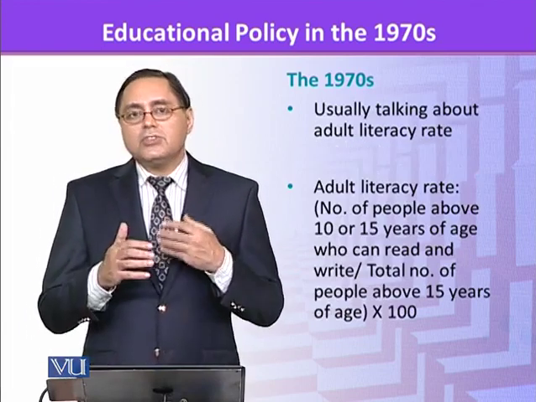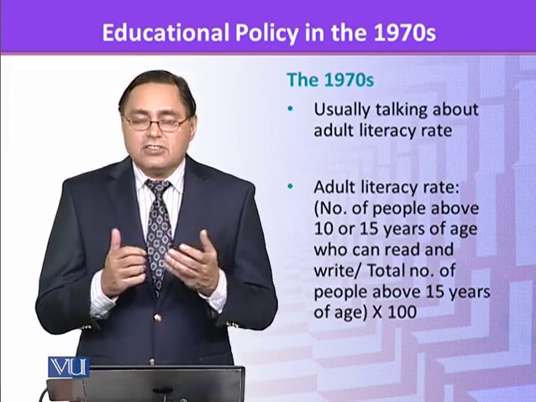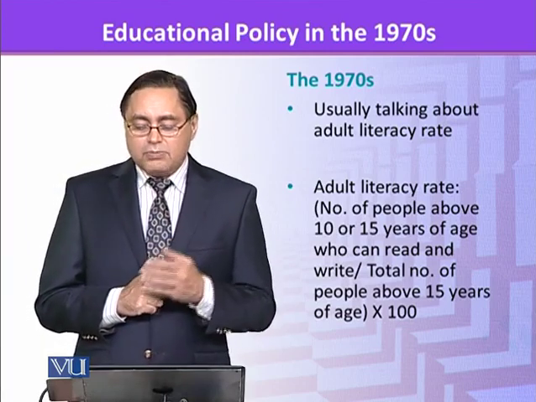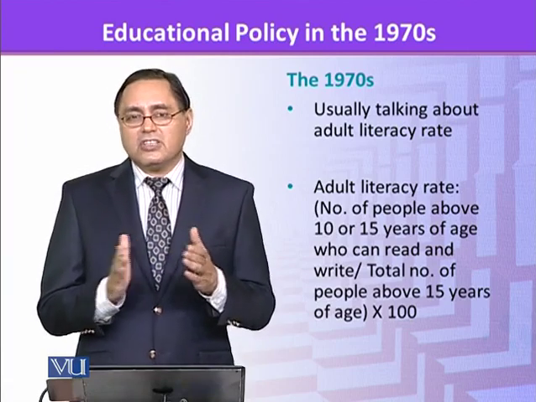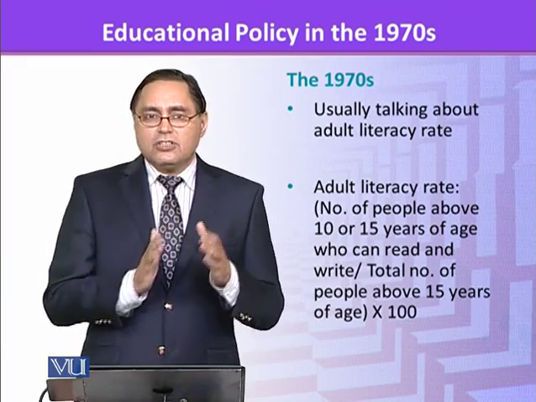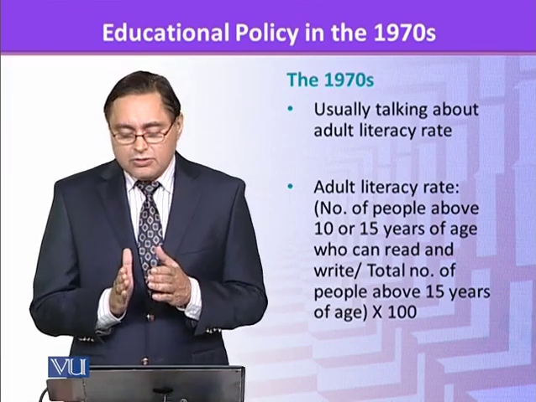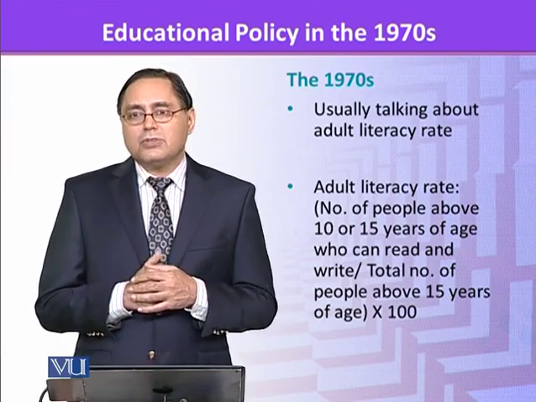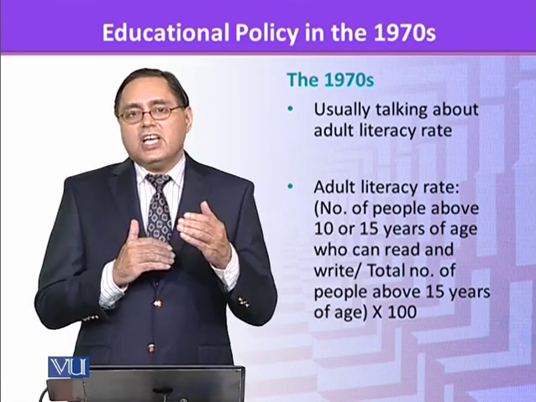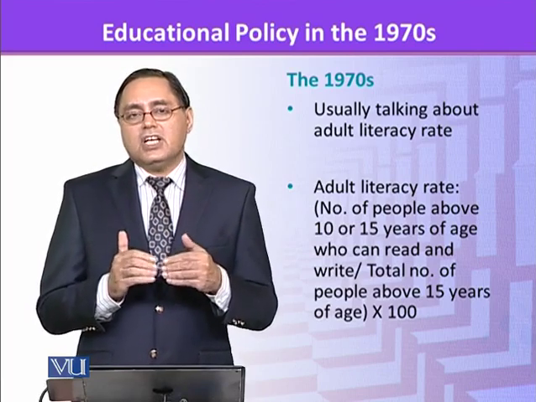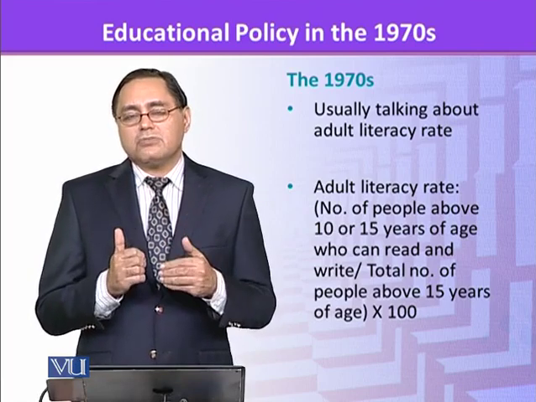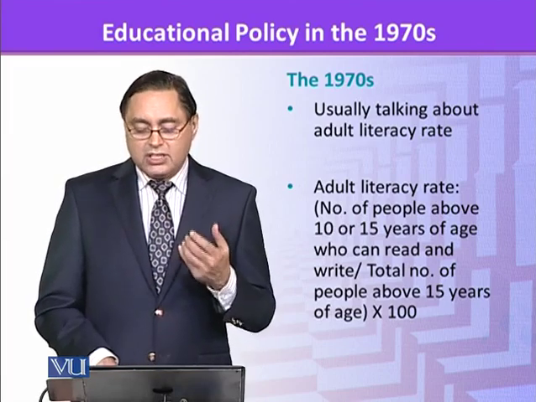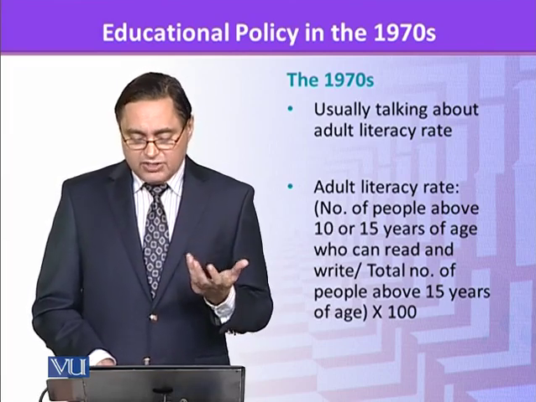Usually when we talk about literacy rate, we are talking about the adult literacy rate. So what is adult literacy rate? Adult literacy rate is the number of people above 10 or 15 years of age, different organizations use different age groups, who can read and write, divided by the total number of people who are above that age. So that will give you the adult literacy rate of a country or of a region.